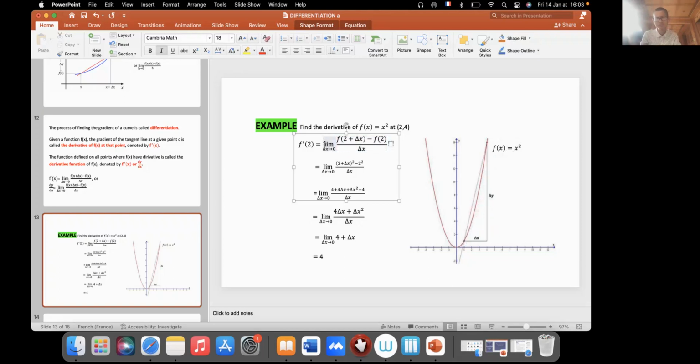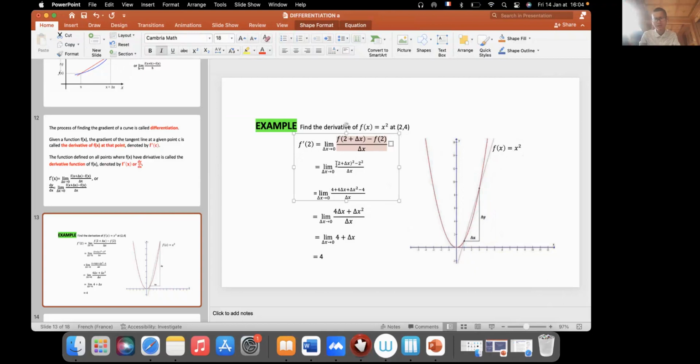Then followed by the limit operation, that is, we let the secant line get closer and closer to the tangent line, that is, delta x approaches 0, right? So keep in mind the limit is with respect to delta x. And then we start with the quotient operation, right? We do substitution. f of 2 plus delta x becomes 2 plus delta x squared minus 2 squared, over delta x, right?